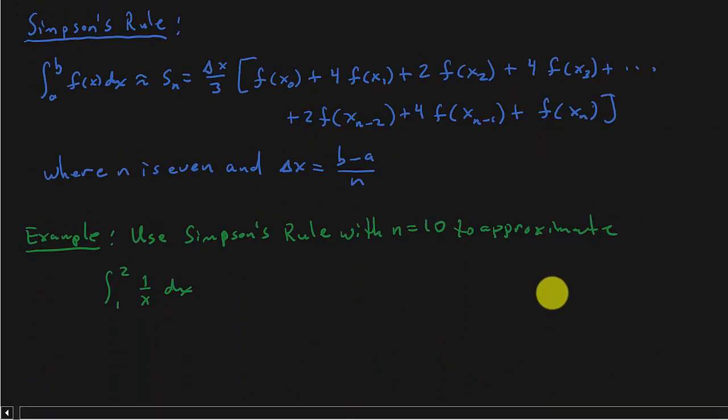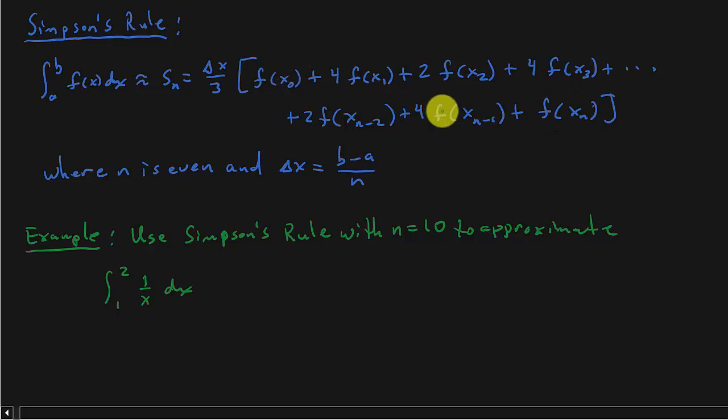All right, so last thing here, we have Simpson's rule. Simpson's rule is if we have an integral f of x dx from a to b, that's going to be delta x over 3 times f of x naught plus 4f of x1 plus 2f of x2 plus 4f of x3 all the way to f of x sub n.